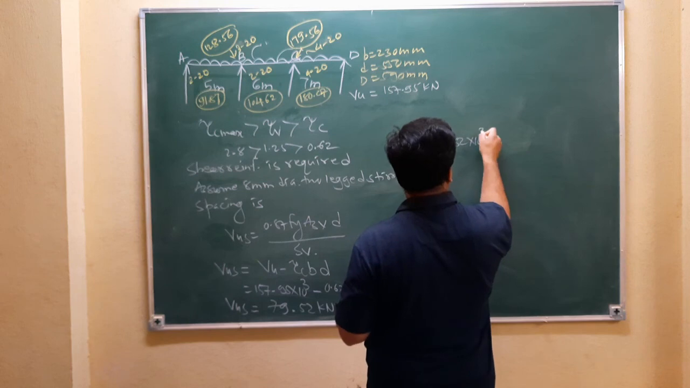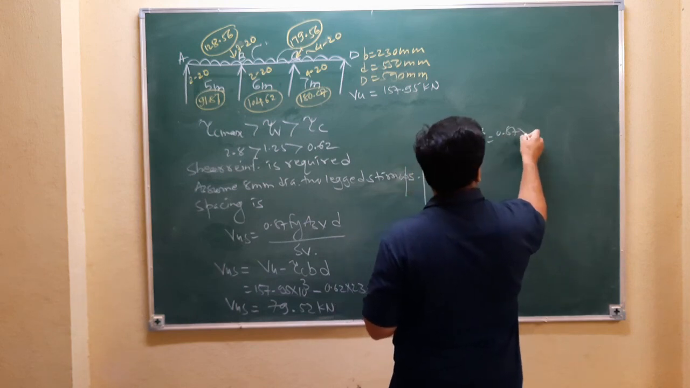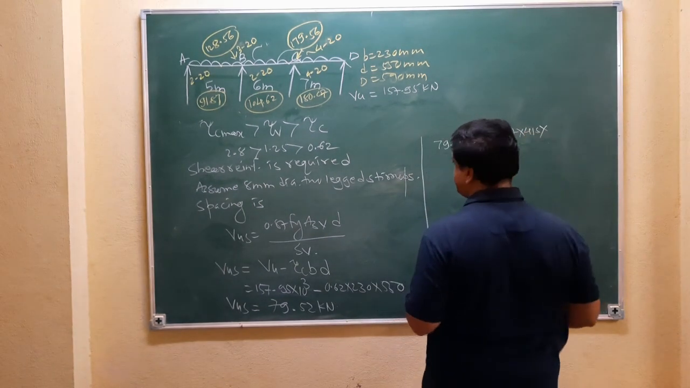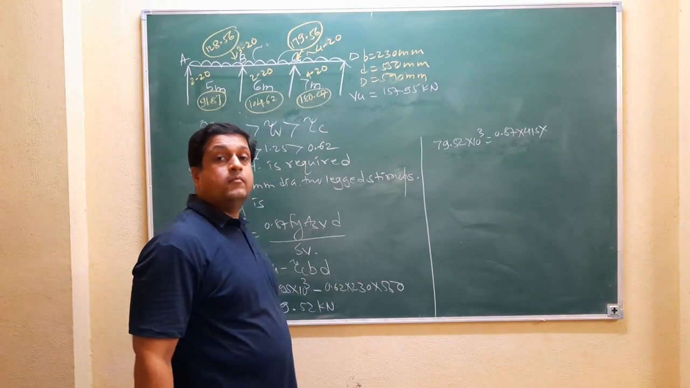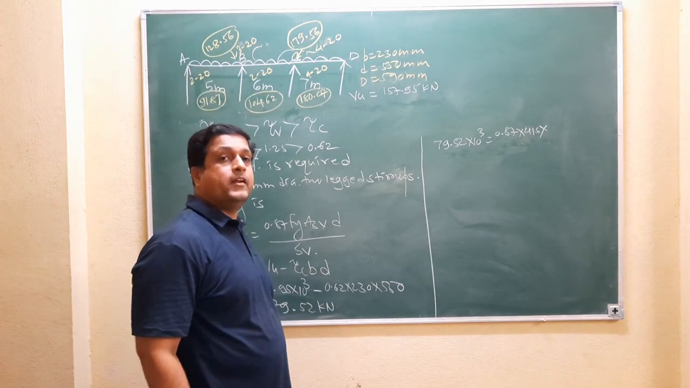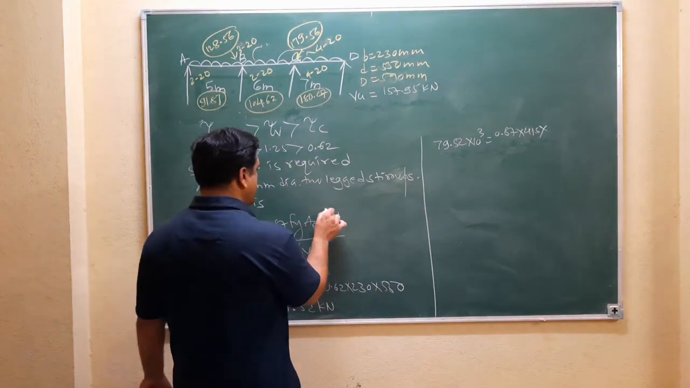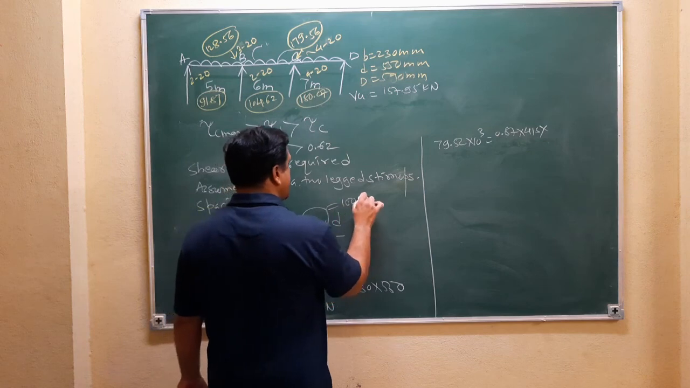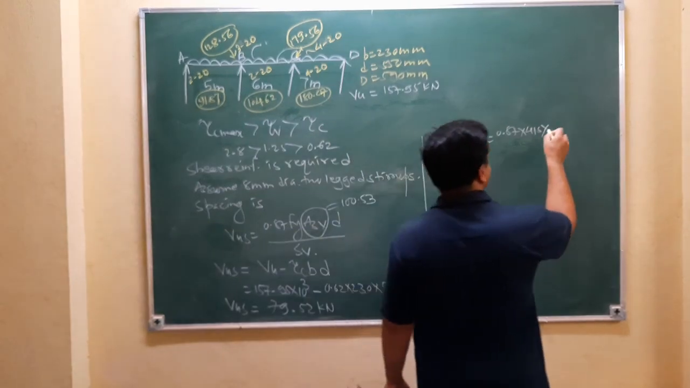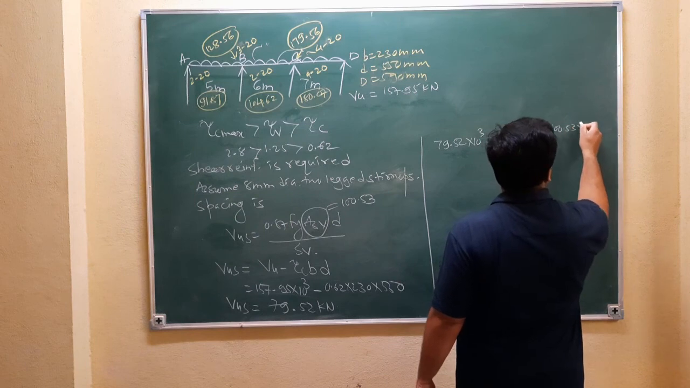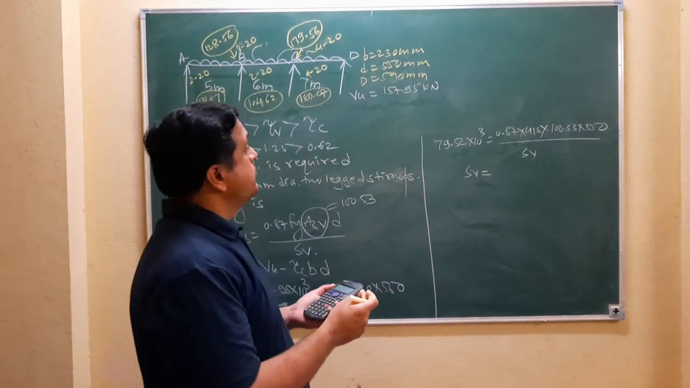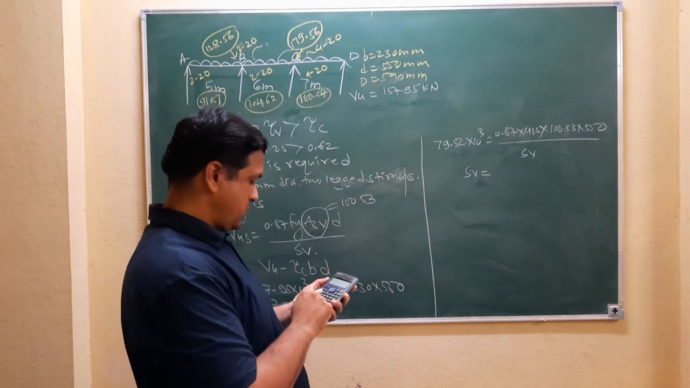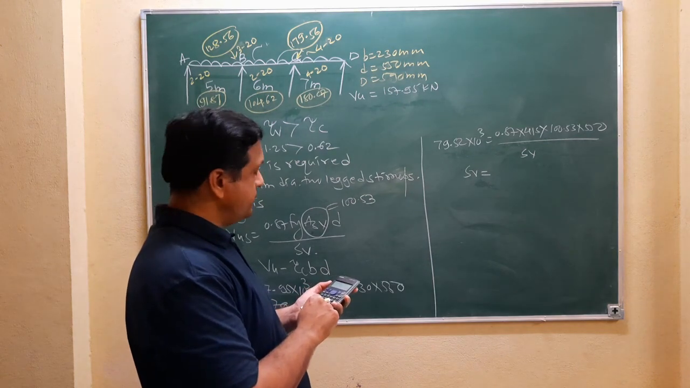Put this value here: 79.52 into 10 raised to 3 equals 0.87 fy, where fy is 415. Asv is the stirrup bar area multiplied by legs. Already we know this value, it is 100.53. Depth is 550. Now to find out the Sv. What is the spacing Sv? I will calculate.